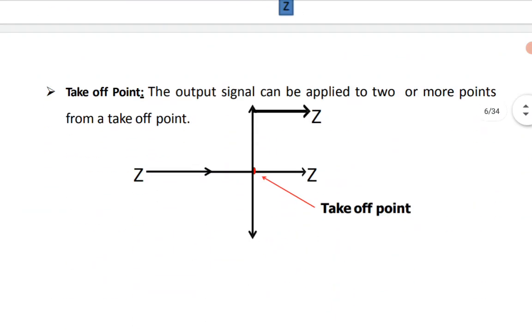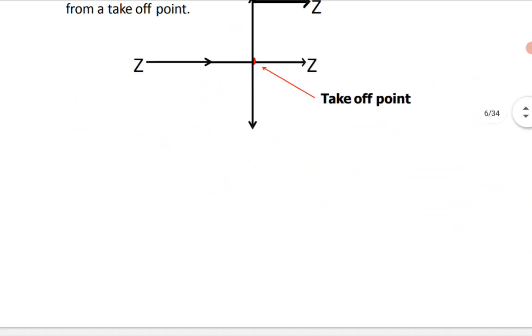Now the takeoff point, a very important thing for block diagram reduction technique. The output takeoff point is highlighted by the red spot and the red arrow. The output signal can be applied to two or more points from a takeoff point. You can call a takeoff point a junction. That means many outputs or many paths can be shown from that point. That is the junction point, the takeoff point.